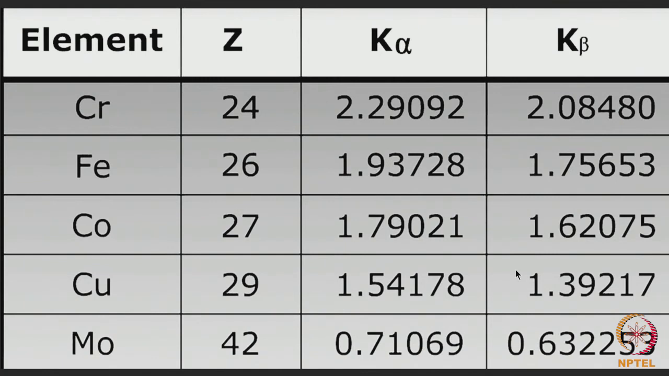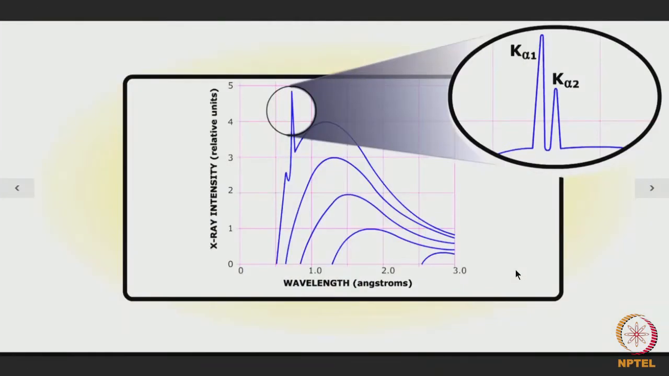crystallographic purposes. Now, if we look at the K alpha radiation, it appears to be a single wavelength, but in fact it is made up of two wavelengths very, very close by. So, it is a doublet of K alpha 1 and K alpha 2.